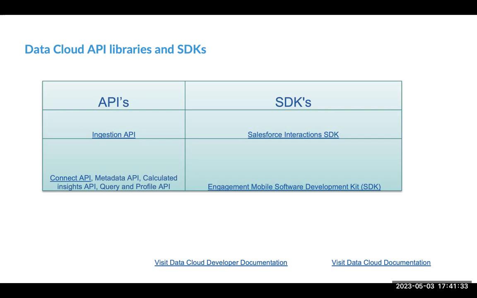When it comes to SDKs, there are 2 SDKs supported currently. One is the Web Interactions SDK, which we call the Salesforce Interactions SDK. The other one is the Engagement Mobile Software Development Kit, which is the mobile SDK. This is especially leveraged for mobile app integrations. And we can talk more in our coming slides as well. So let's talk about the Ingestion API.